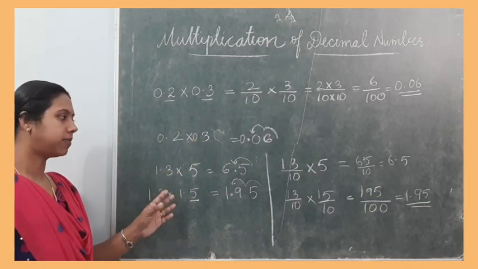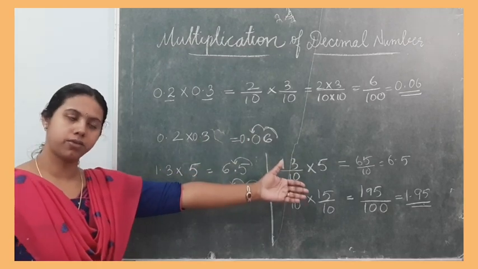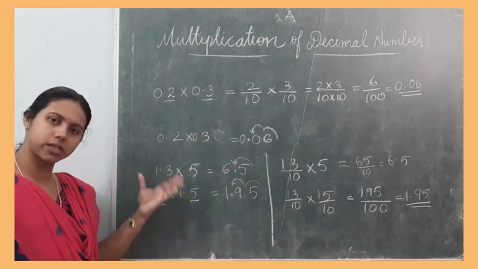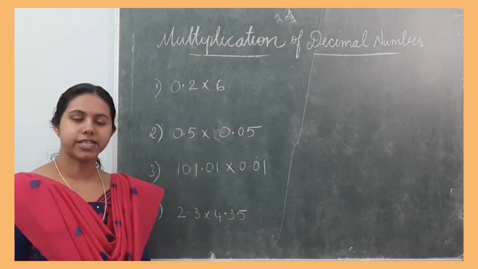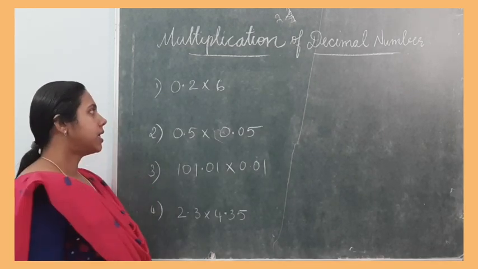So while multiplying, no need to do it that way. Directly you can write, just multiply and put the decimal point. Let us see a few more examples.